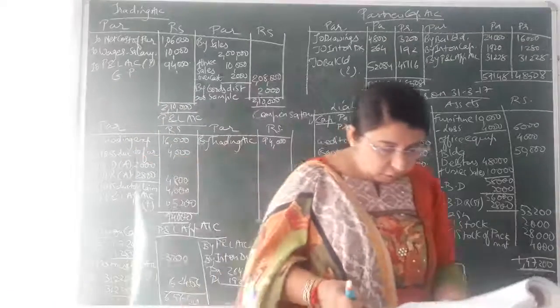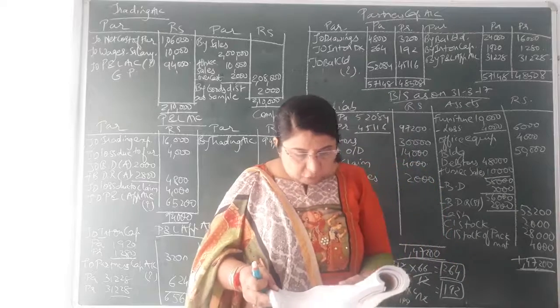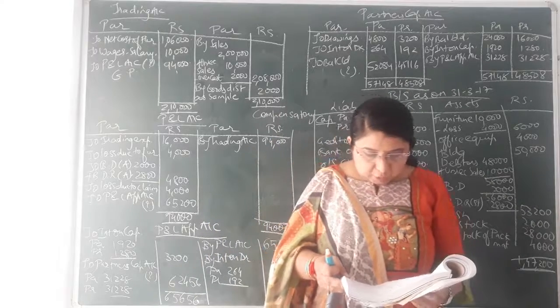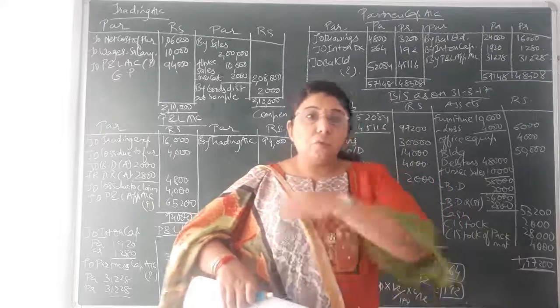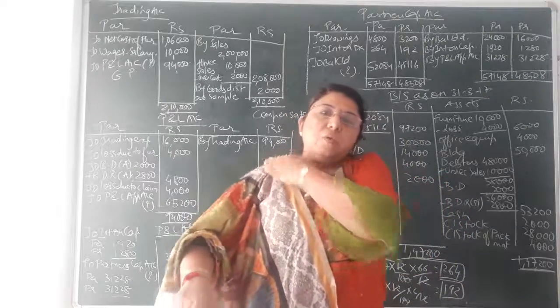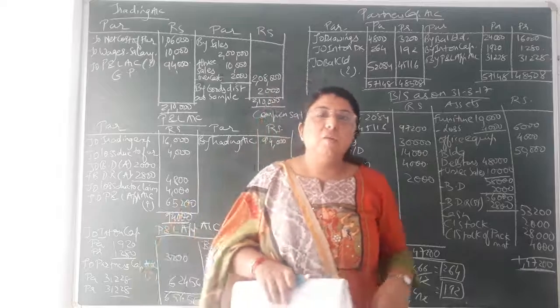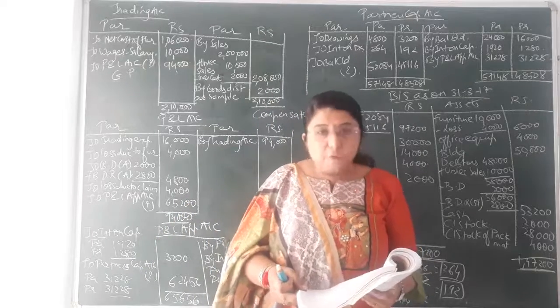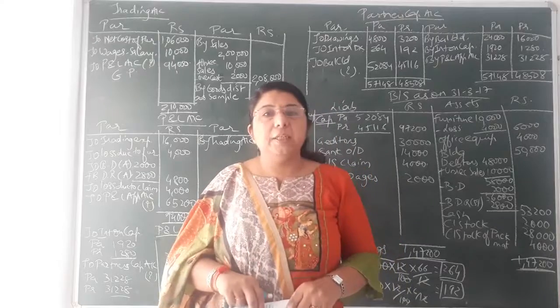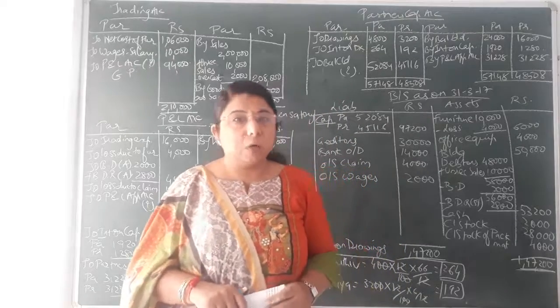Now completion of the third adjustment, fourth one. Furniture of 4,000 became obsolete, which is not recorded in the books. Now it has been destroyed, or it has become very old, so loss has occurred to the firm due to that decrease in the value of furniture, that is rupees 4,000, which is not recorded in the books. So now that is to be recorded in the books.